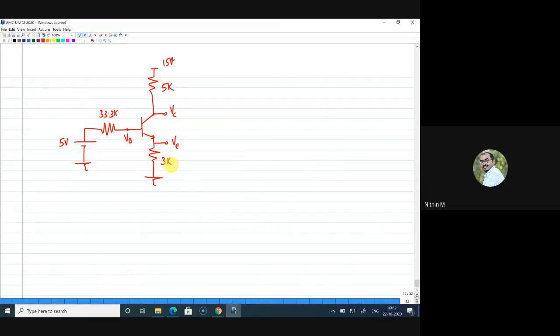Now you can start solving. So how will you solve now? To solve this, again we'll assume that the transistor is in active region. If transistor is in active region, VBE active is 0.7. Now I can write an equation here using KVL: plus 5, then current is flowing in this direction, minus IB into 33.3k, minus 0.7, minus the current flowing here is IE, so minus IE into 3k is equal to 0.